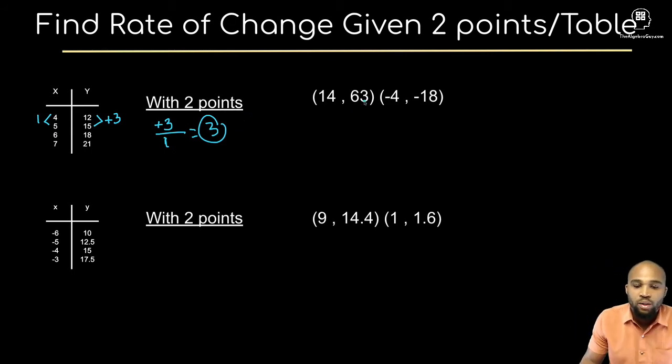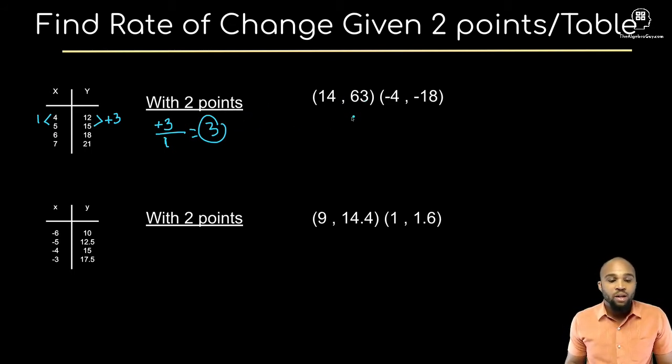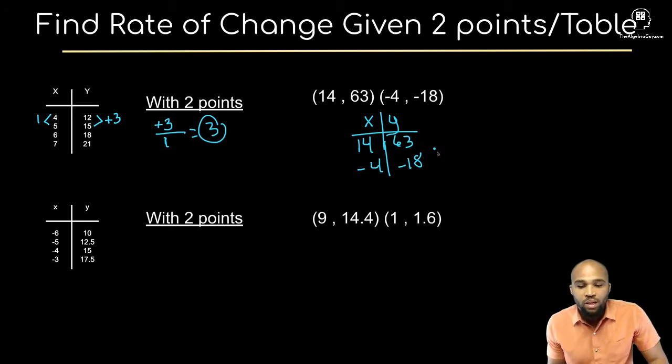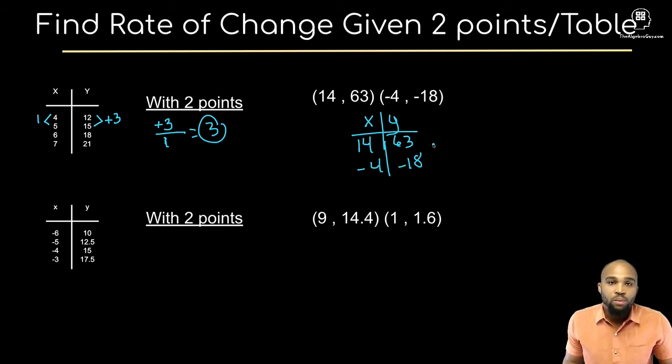What if I'm given 2 points? Well, the same thing. I'm identifying the slope from these 2 points, just like I did on the table. I don't like to see it this way, so I encourage my students to do the y2 minus y1 over x2 minus x1, but I really prefer that students will just put it back in the table because it's so much nicer to look at. So if I drew a quick table here and I put my points in, 14, 63 and -4, -18, it's a little bit easier for me to see what's going to happen with my points.